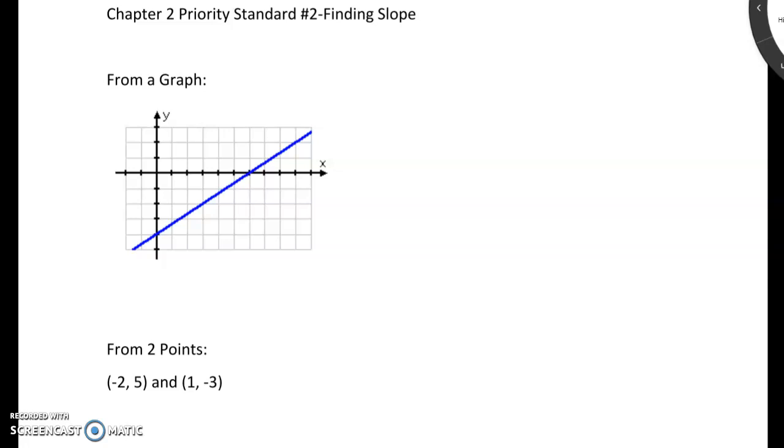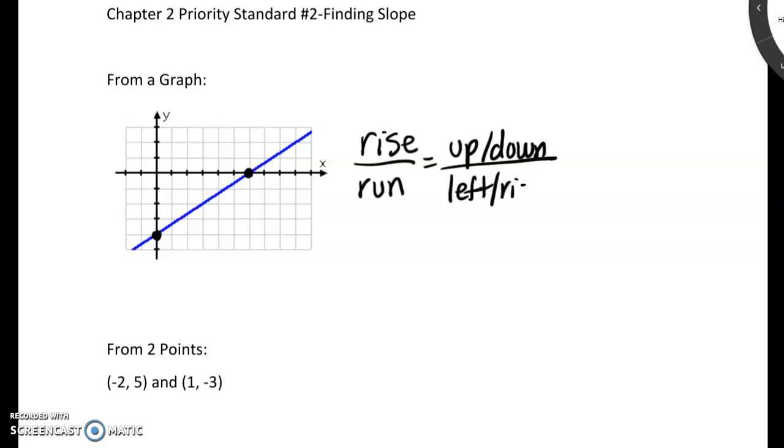Okay, so this is for Chapter 2, Priority Standard number 2, which has to do with finding slope. So from a graph, we're going to see that there are 2 points that we can easily see right here. And we are going to count the rise over the run. So remember, rise means we're counting up or down, and run means we're counting left or right.